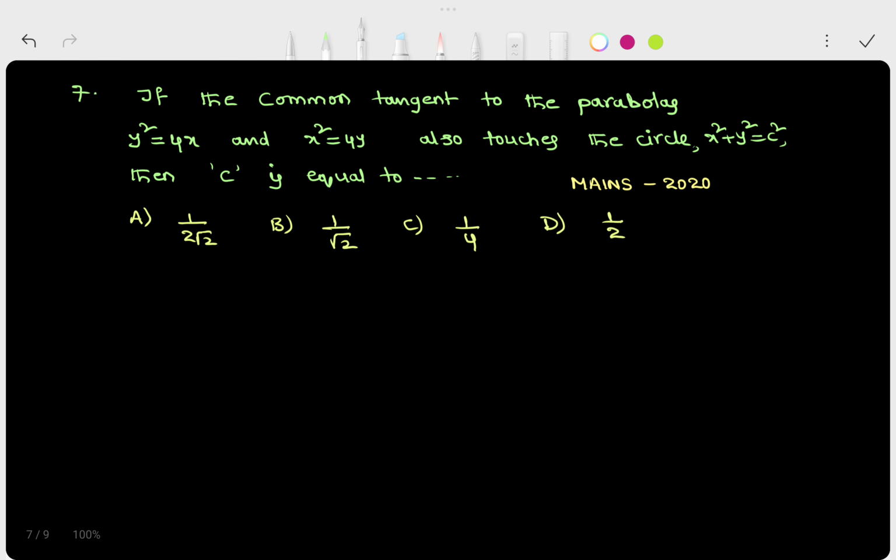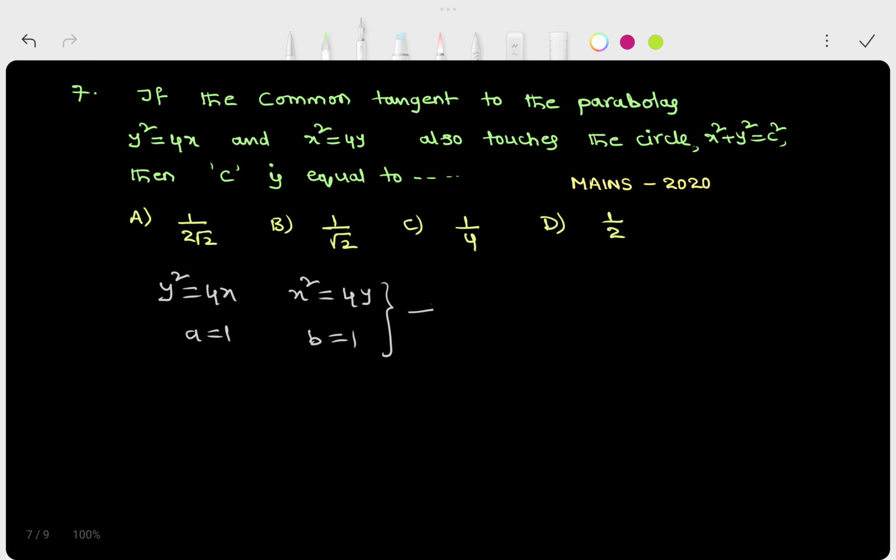Here we have this question. If the common tangent to the parabolas is also tangent to this circle... See, one thing you have to notice: y square is equal to 4x, and the next equation is x square is equal to 4y. So comparing these two with the standard forms, a is equal to 1 and b is equal to 1.